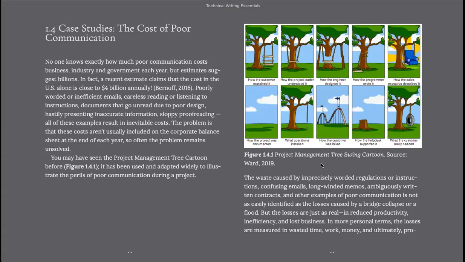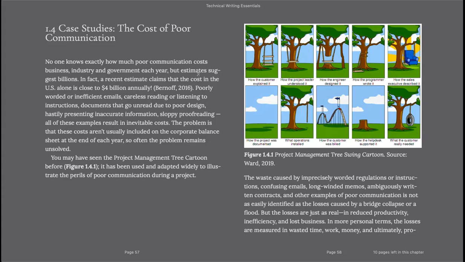So, as a project manager, the tree swing cartoon. This is the scenario, and the scenario is the cost of poor communication. I want to show you why technical communication is important and how to avoid errors like that. At times, multi-billion-dollar projects are involved in that communication, and the error will be really costly. So the cost of poor communication, this is the story.